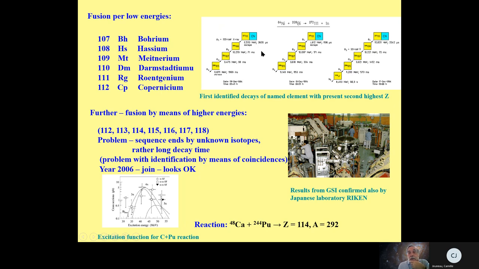This is an example of, for example, production of the element roentgenium. This is the alpha decay, and as I said, every alpha was detected, and from the energy it's possible to identify the end of these sequences, and from this it's possible to calculate which was the mother nucleus for these decay sequences.